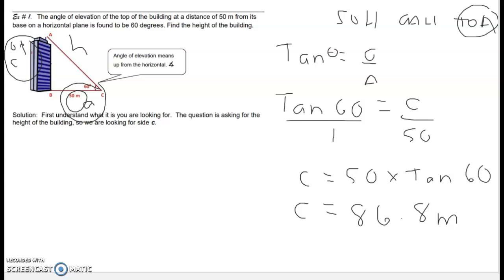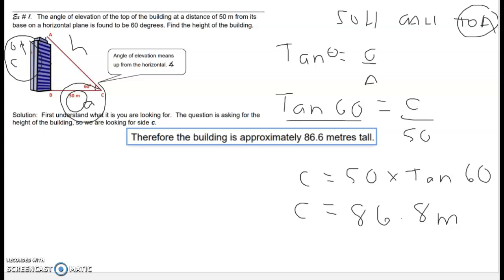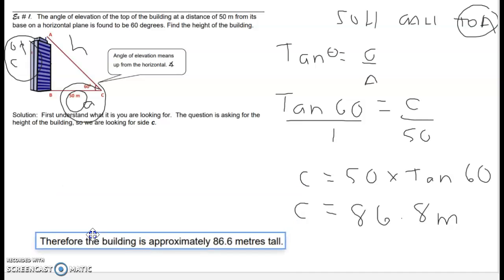Because this is a word problem, you have to have a therefore statement. So at the end, you are going to come up with your therefore. My computer's going slow. And here we go. Therefore, the building is approximately 86.6 meters tall. The end.